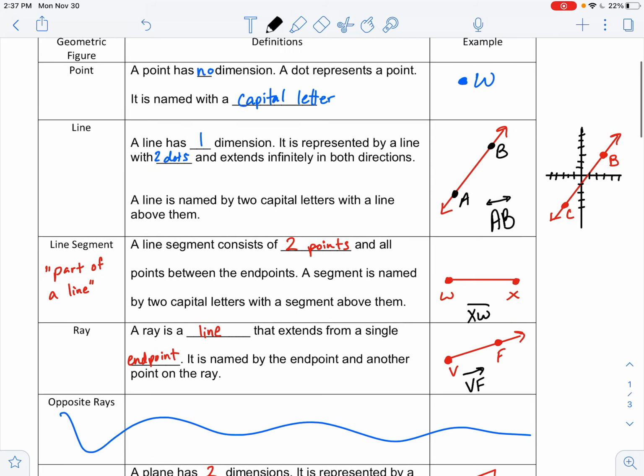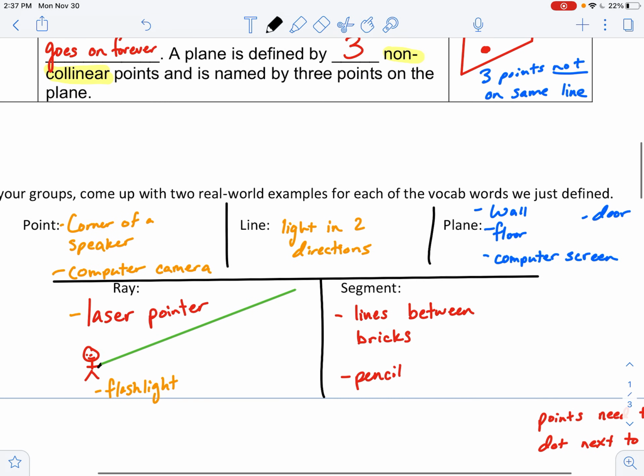And there are tons of examples of these. There are points all around you. There's the tip of a pencil. There's the camera on your computer, on your phone. There's a magnet on the fridge. Tons of points everywhere. There are lines, of course. We said light going in 2 directions because remember it goes on forever. That would work. Line segments down there. Here's my line segments. Like the lines between bricks, or your pencil, or the window frame that you're looking at. All of those would be good examples of a line segment.